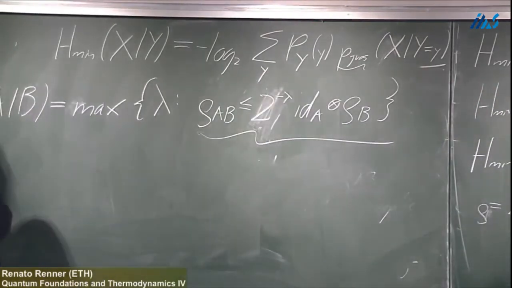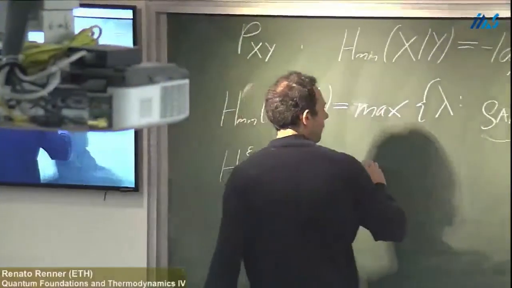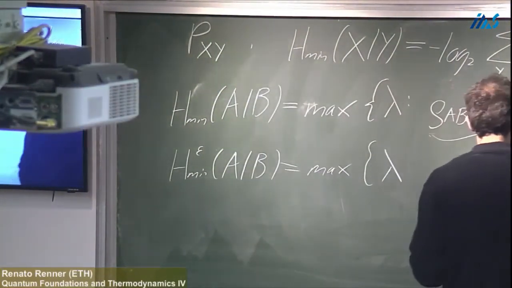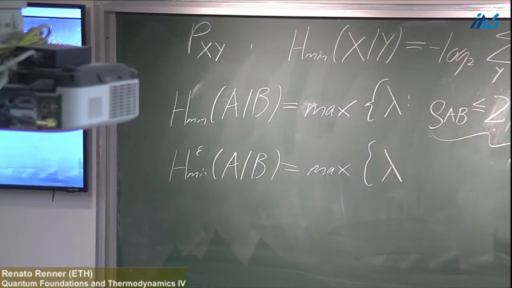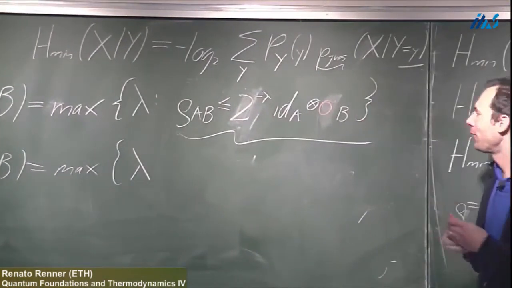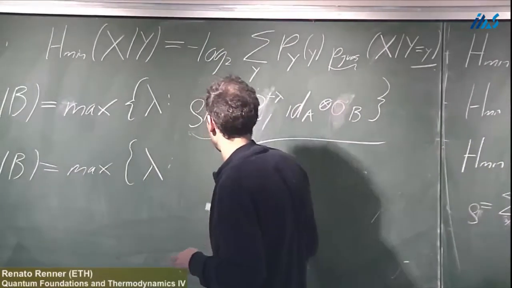Now there is also the smoothed version, which is defined in the same way, except that, sorry, I realized I made a mistake. Here, this is not the marginal of the operator. This is some other arbitrary density operator sigma_B. So the optimization is over all those. This actually makes it easier to compute, because you do it via semi-definite programming. The dual program becomes easier if you have more variables to optimize over.